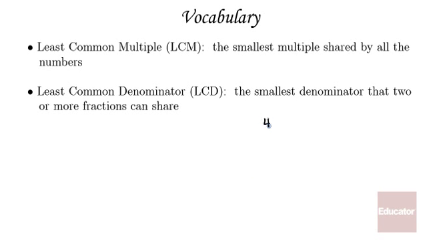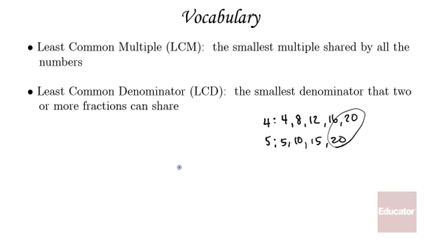For example, 4 and 5 have a common multiple of, 4 can be 4, 8, 12, 16, and then 20. And 5 can be 5, 10, 15, 20. So their least common multiple that they both share is 20. And if they were fractions, denominators, their least common denominator that they would both share would be 20. So in context of fractions, the least common multiple is known as the least common denominator.